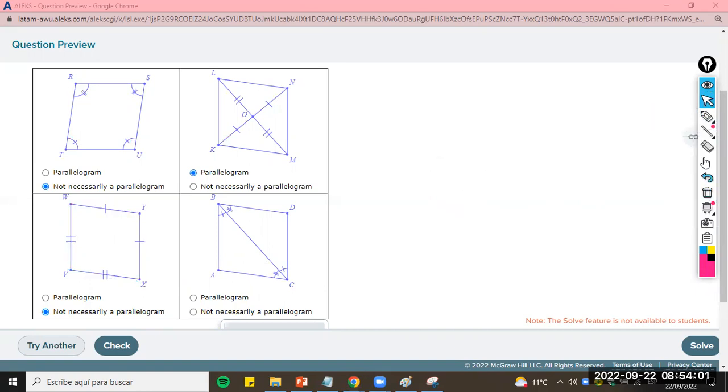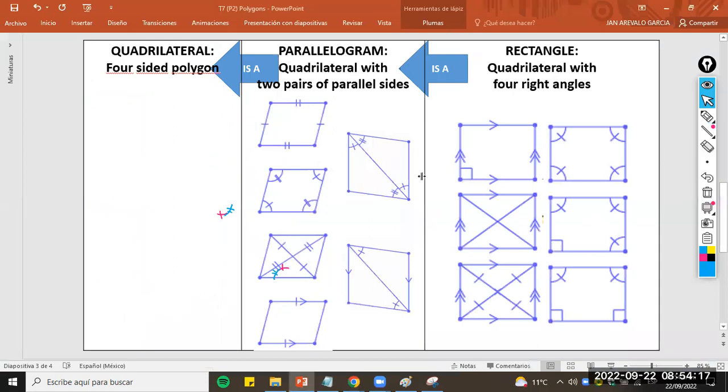Now the fourth one, the last one, says that we have a diagonal and this angle measure and this angle measure are the same. Also this angle and this angle are the same. So, does that make it a parallelogram? Yes, it is.